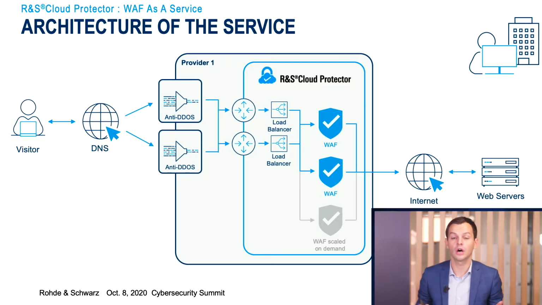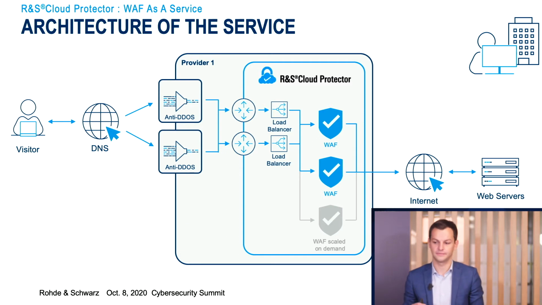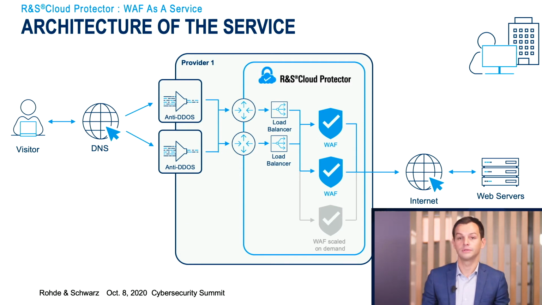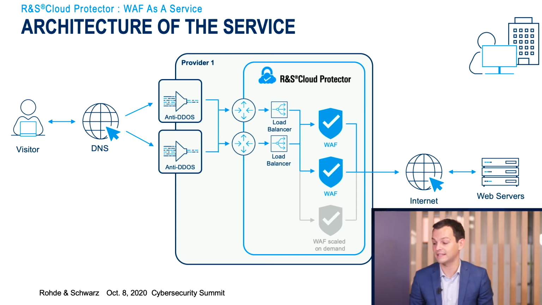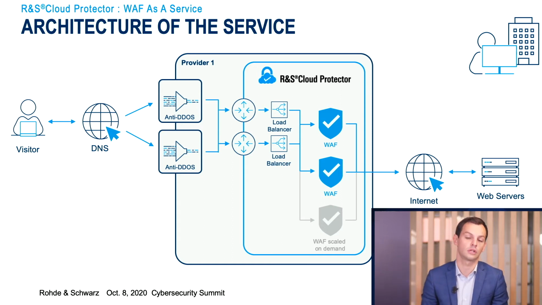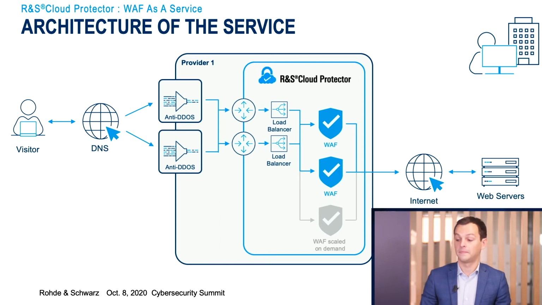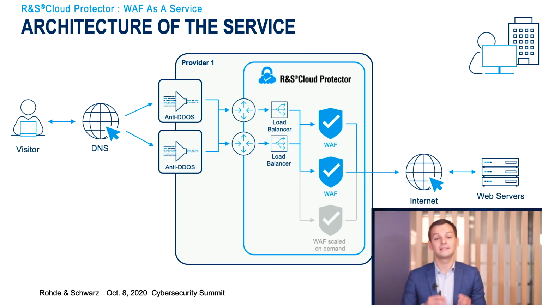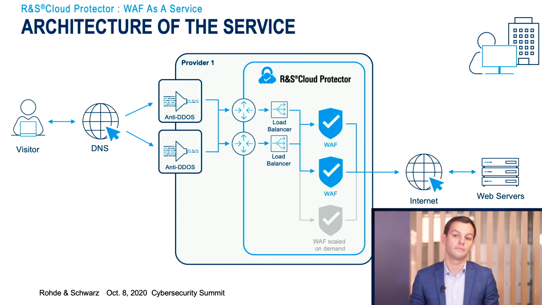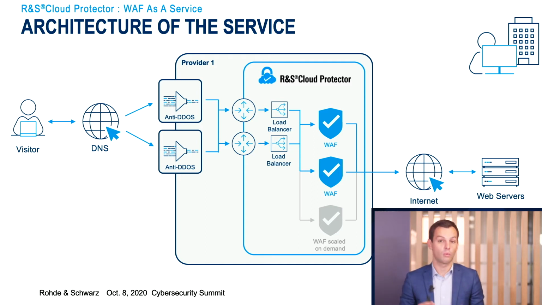Now let's have a look at the architecture of the service. You have here the visitor using the internet through a DNS in order to access the web server. And the DNS will say you have to pass through Cloud Protector, even though it's transparent for the visitor. Cloud Protector is hosted on a provider with anti-DDoS, which is volumetric and applicative security. And you have load balancers and WAFs.